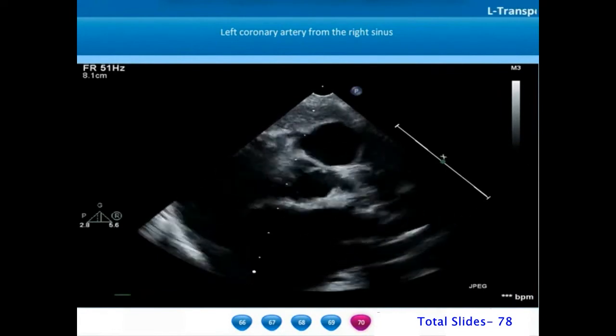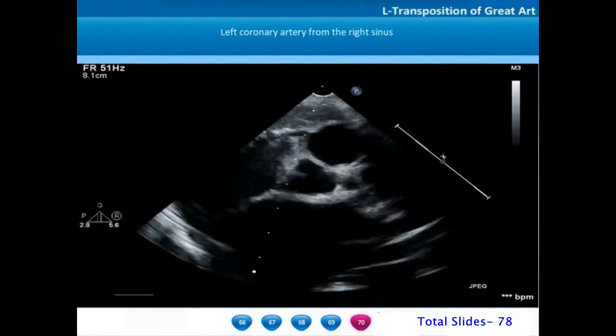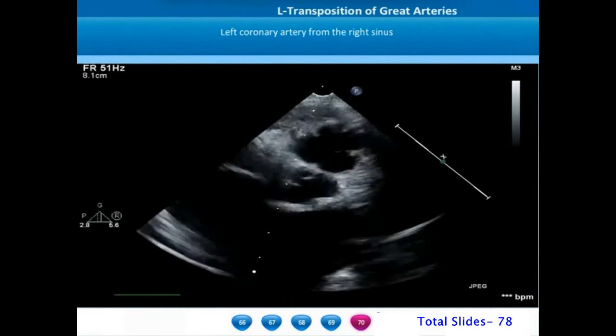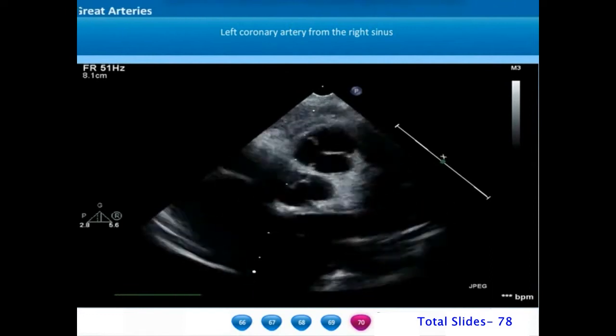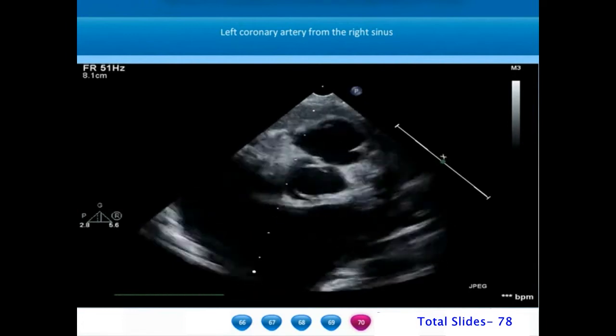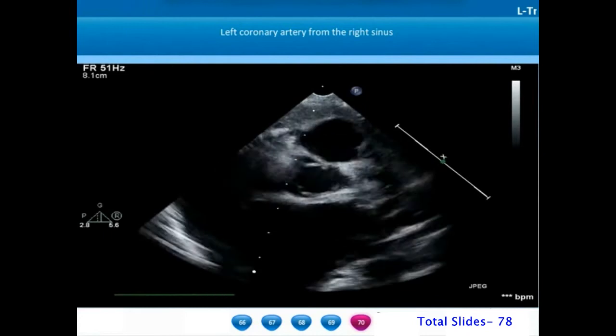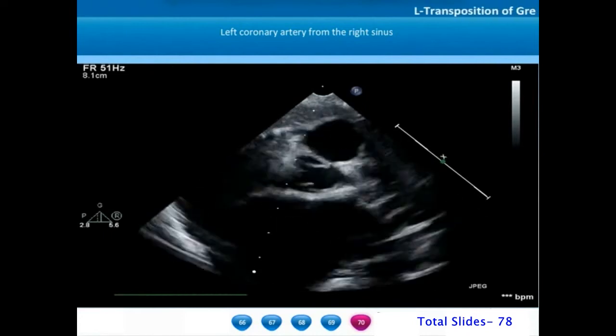The aorta is often left and anterior in corrected transposition. The aortic root can be appreciated by the coronaries that arise from the aortic root. We can appreciate here that the left coronary artery is arising from the right facing sinus and is bifurcating into left anterior descending and circumflex arteries.